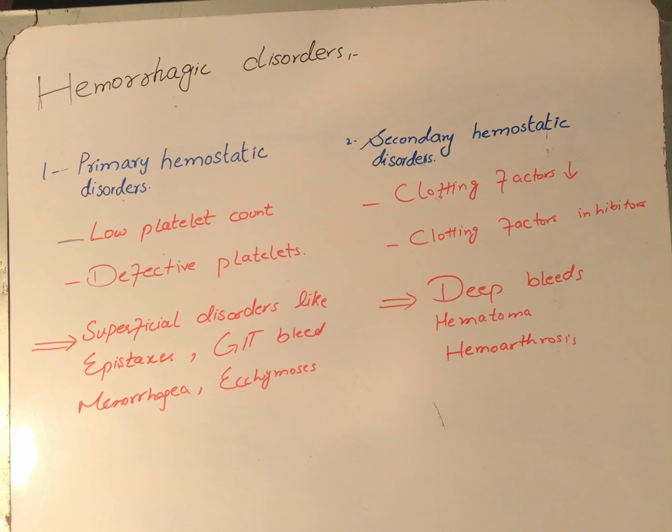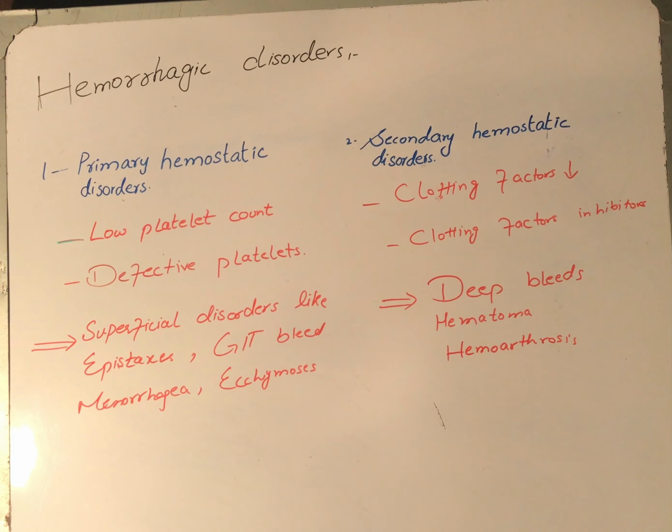The hemorrhagic disorders can be of two types. They can be primary hemostatic disorders as well as secondary hemostatic disorders. Now we will first of all study what these terms mean. Primary hemostatic disorder means the disorders that are associated with the primary hemostatic plug formation.